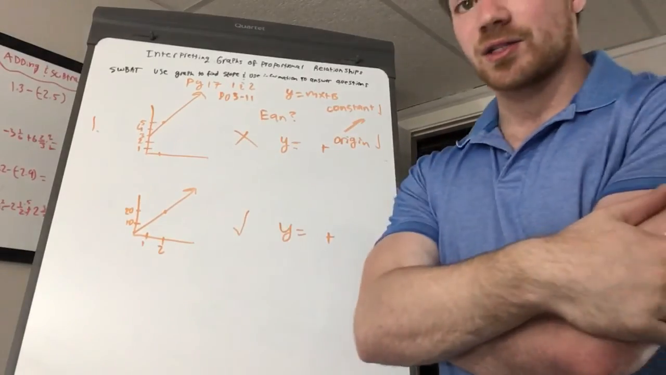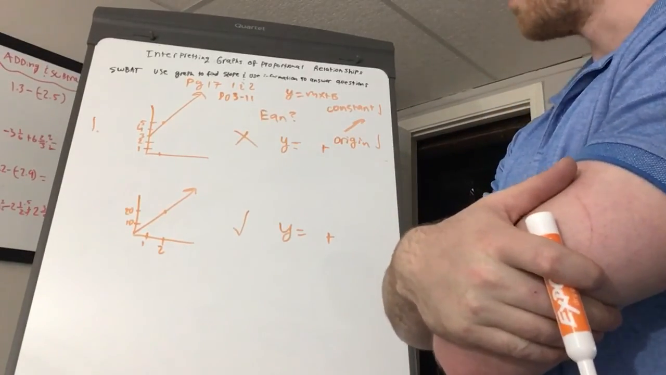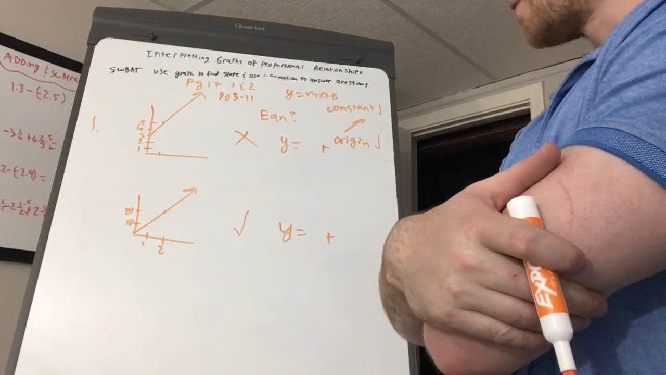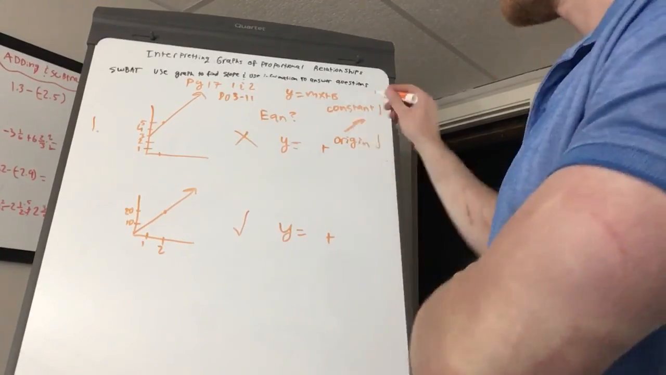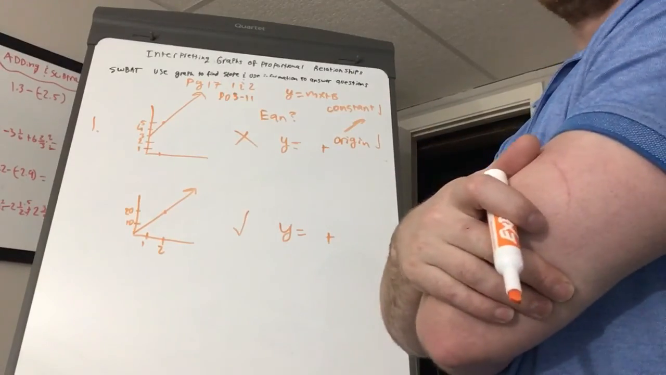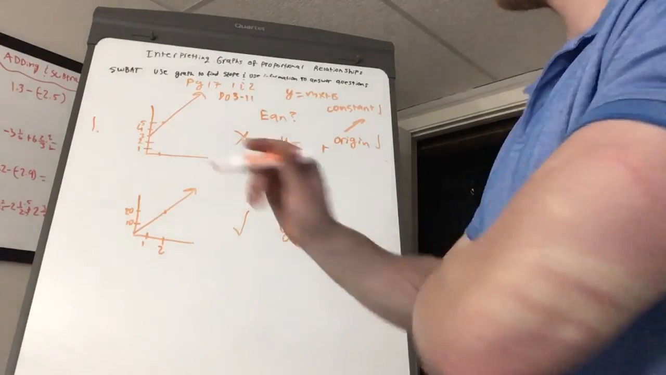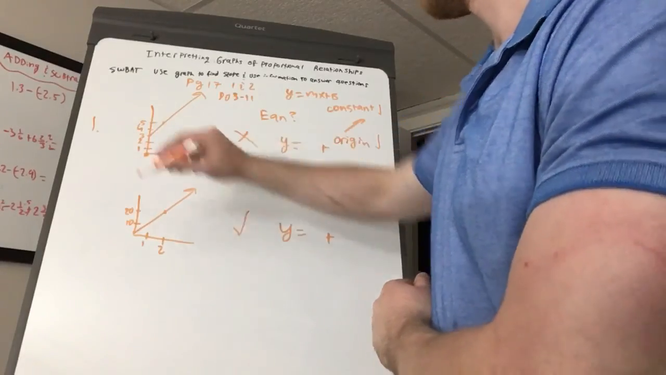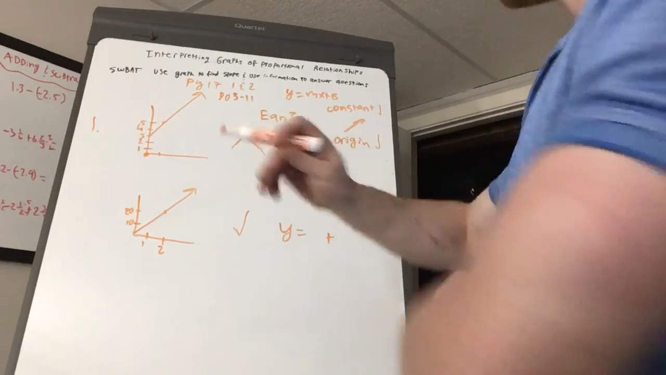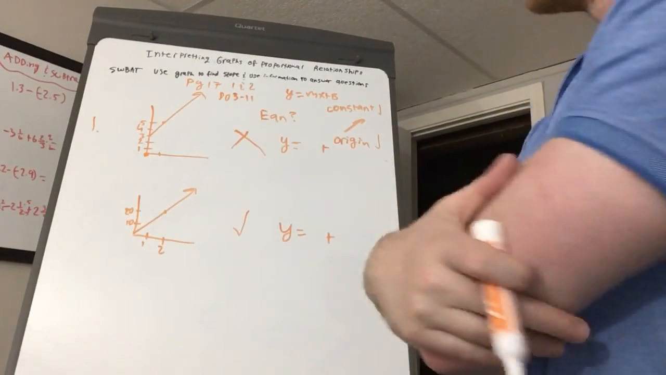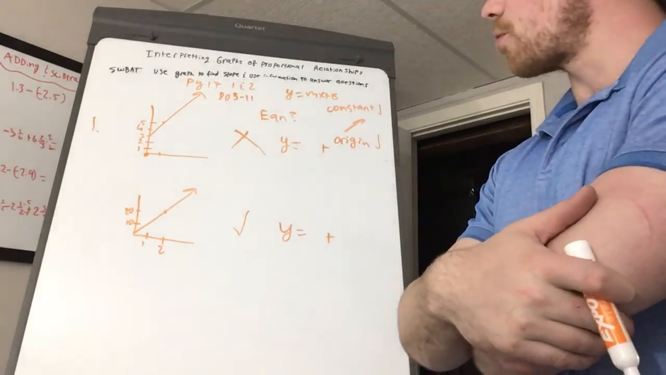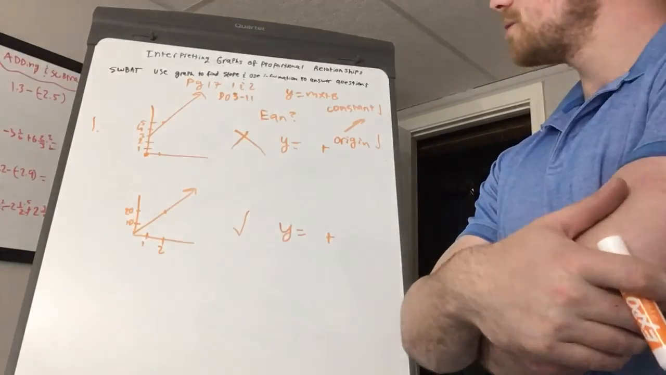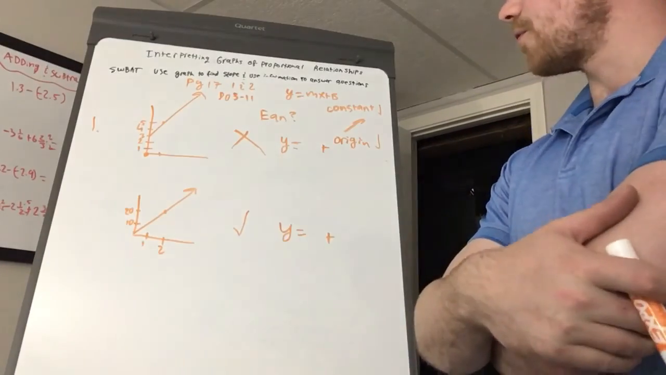So let's go ahead and jump into this. The first problem, we're going to look at it and say, first, is it constant? Is it a straight line? Yes, it is. Does it go through the origin? Where's the origin again? Well, the origin's right there. So no, it does not. Not proportional. How do you know? Well, it doesn't go through the origin. If it doesn't go through the origin, then it's not proportional. It's still constant. It's still a linear function.